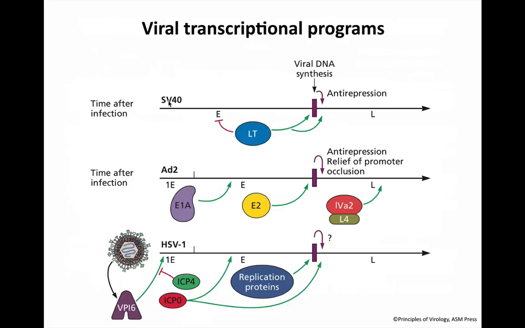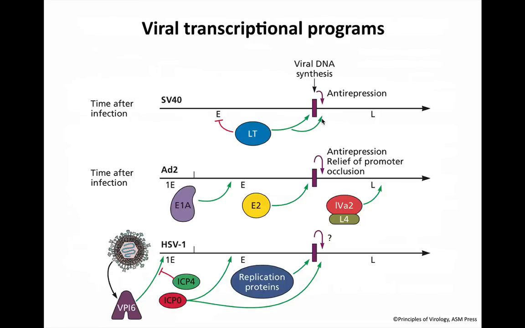Here at the top we have the SV40 genome, where the synthesis of a single viral protein, large T, in infected cells leads inevitably to entry into the late phase of infection. That's because T antigen both induces initiation of viral DNA synthesis and activates late transcription. So large T is made early in infection. Eventually it represses its own synthesis, but it in turn activates viral DNA synthesis. It activates late transcription, and DNA synthesis also is an activator of late transcription as well.